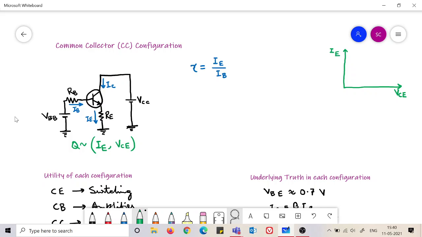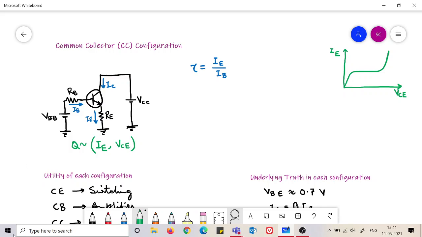But my question now is whether the shape of the output characteristics will change or not. Can anyone give me an answer? Previously IC versus VCE was something like this, right? So for various IB we get various such curves, output curves. When the output current changes to IE, will there be any change in the output characteristics?